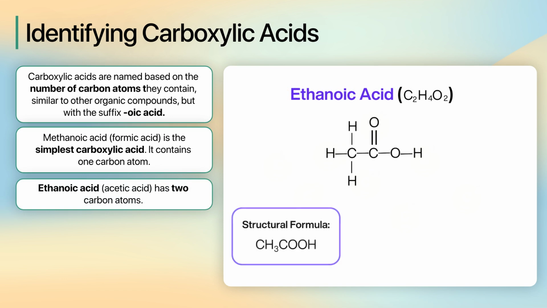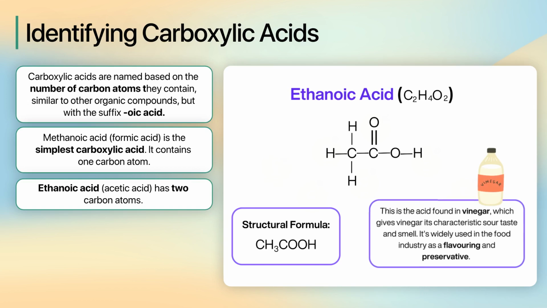Ethanoic acid, commonly known as acetic acid, has two carbon atoms. Its structural formula is CH3COOH. This is the acid found in vinegar, which gives vinegar its characteristic sour taste and smell. It's widely used in the food industry as a flavoring and preservative.